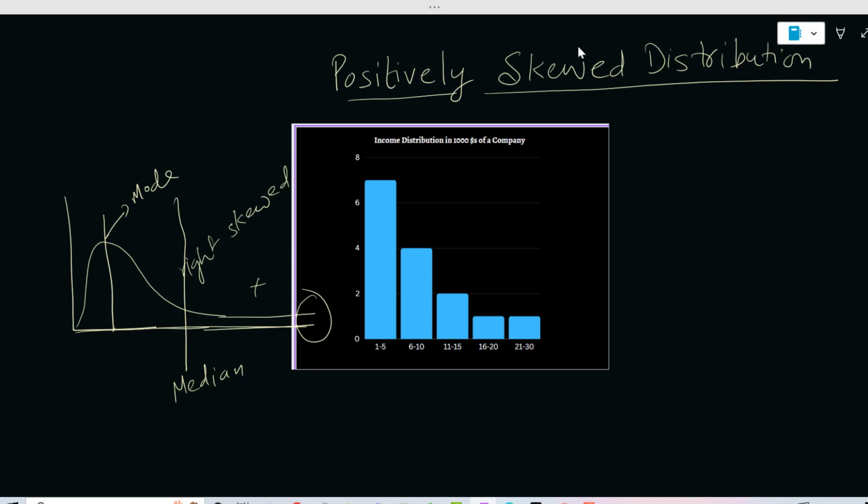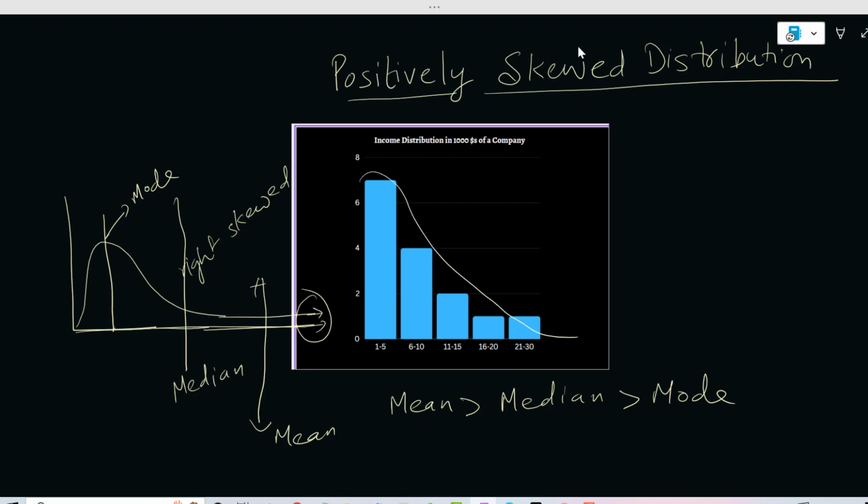And how about mean? When the outliers are on this side, we know that mean is heavily influenced by outliers, and it tends to go towards the value of the outlier. So our mean will reside towards the outliers, and in this case we can see that in a positively skewed distribution, mean is greater than median is greater than mode. And just by looking at the visualization, we can estimate mean, median, mode, although we cannot calculate the exact value, which we might not need.